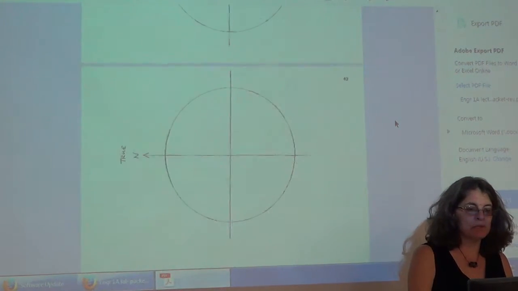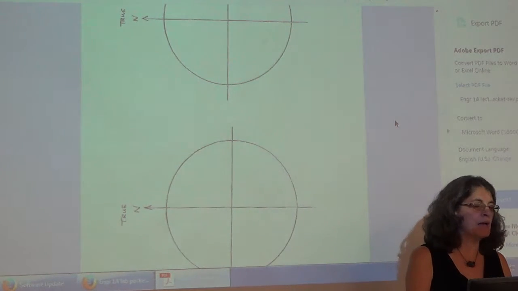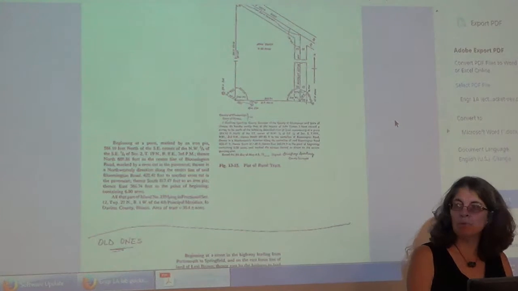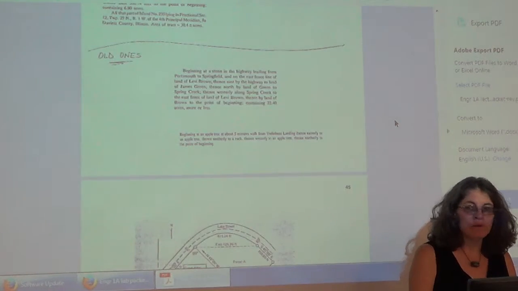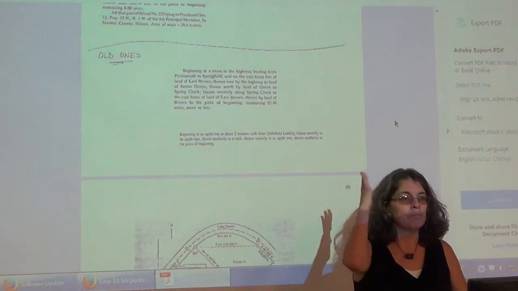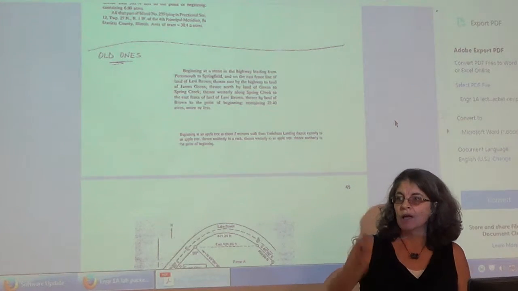Then we did compasses, and today you had one full question on, past and present. And then last week we looked at some sample metes and bounds descriptions, and we wrote our own, right? So when you start a metes and bounds description, how does it start? Beginning at a point, and it's a reference to something.